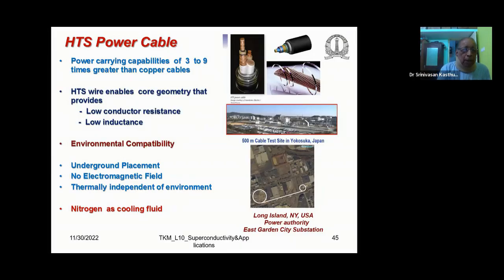Another important area is the high temperature superconductor power cables. What are the advantages?